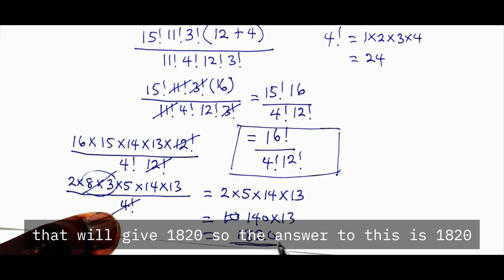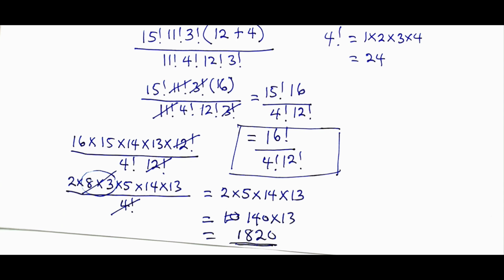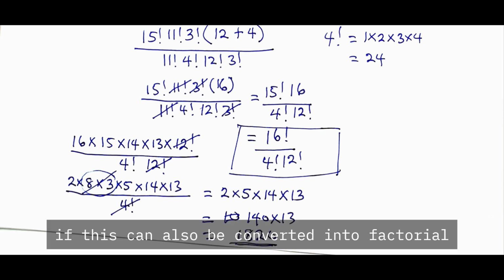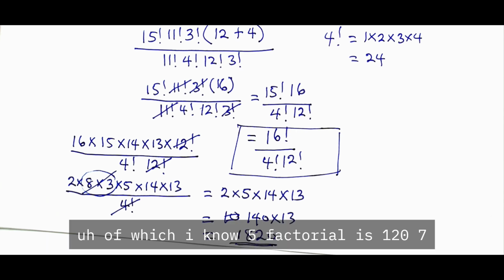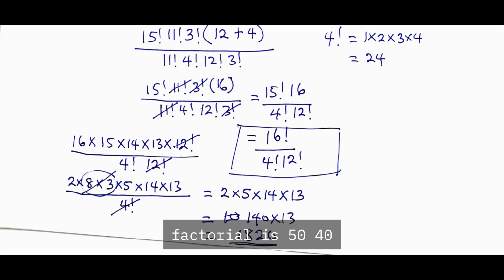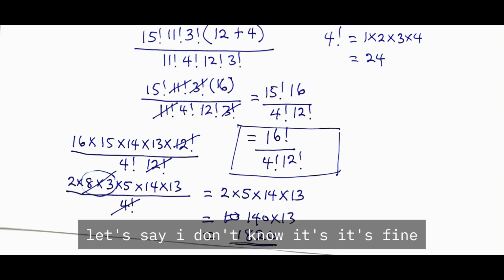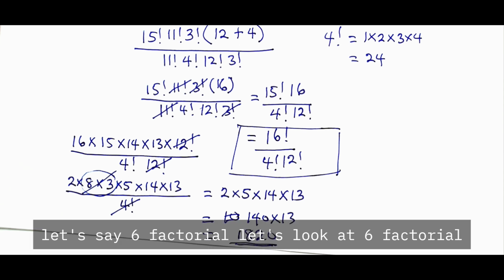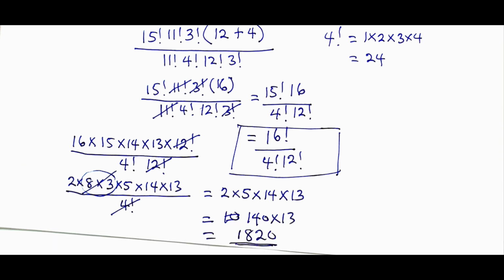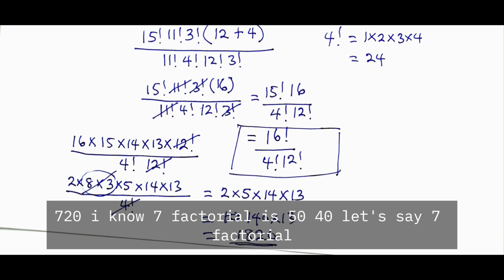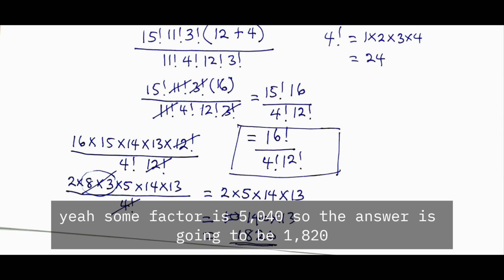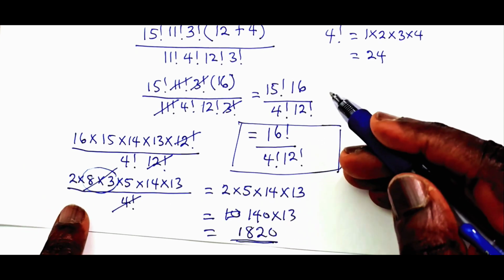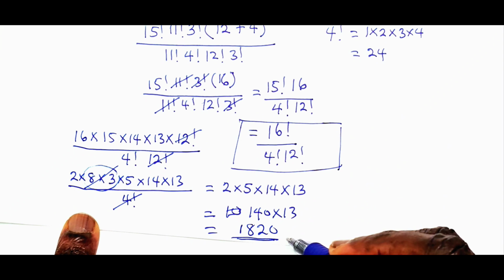So the answer to this is 1820. I'm not really sure if this can also be converted into factorial. I can try that. Of which I know 5 factorial is 120. Let's say 6 factorial, 720. I know 7 factorial is 5040. So the answer is going to be 1820. Like I said, you can leave your answer in this expression or leave it in this way.